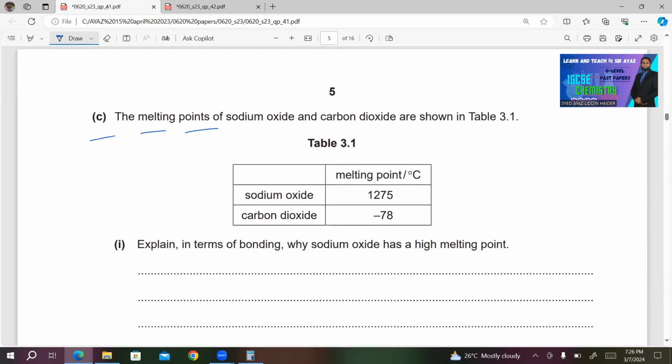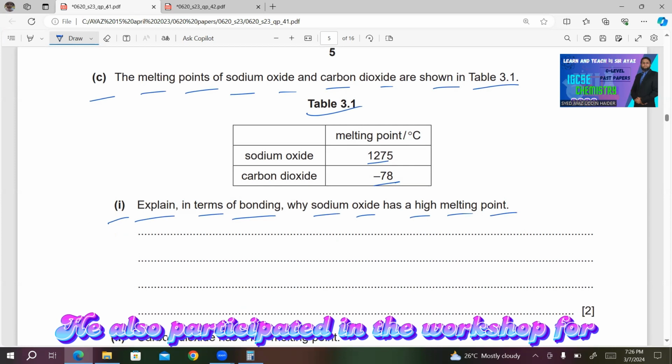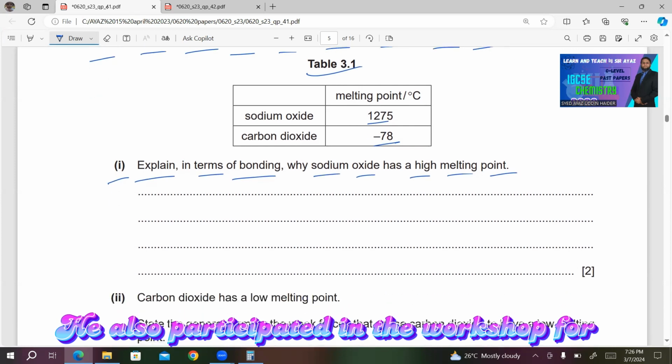C. The melting points of sodium oxide and carbon dioxide are shown in table 3.1. This is the melting point of sodium oxide, 1275. Carbon dioxide, -78. Number 1, explain in terms of bonding why sodium oxide has a high melting point. It must be related to the strong electrostatic attraction or strong bond.